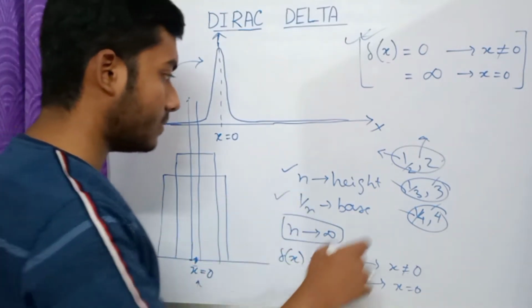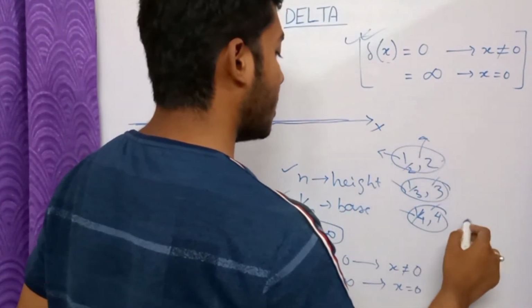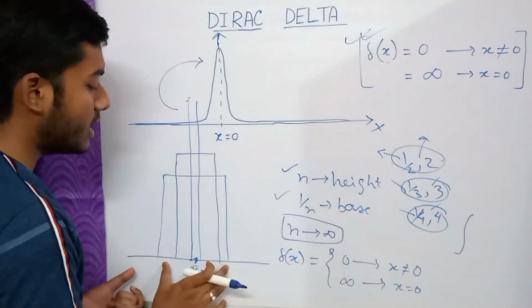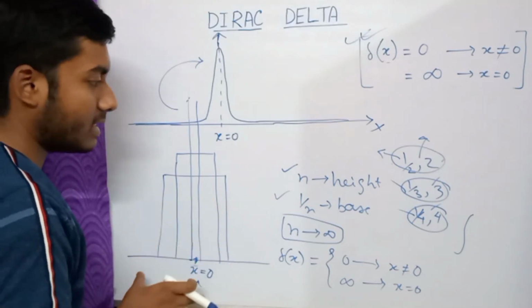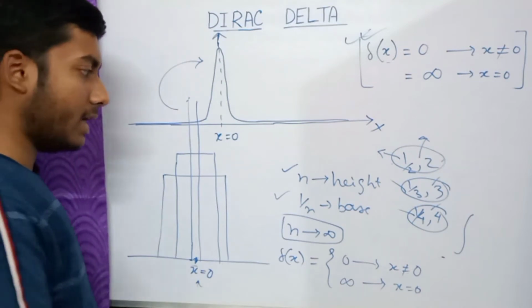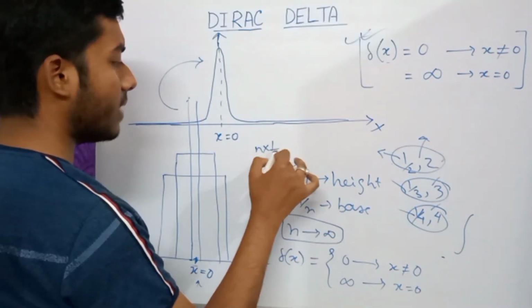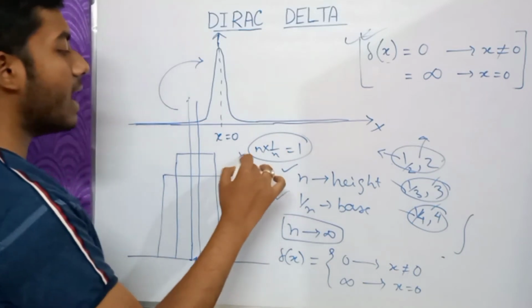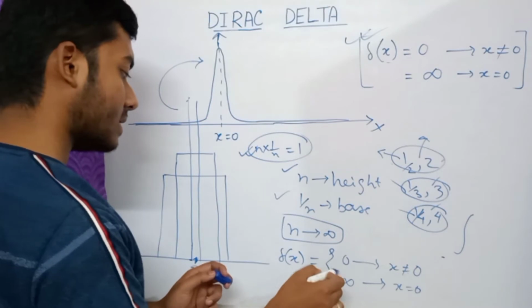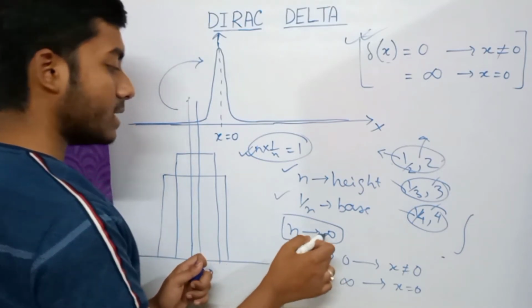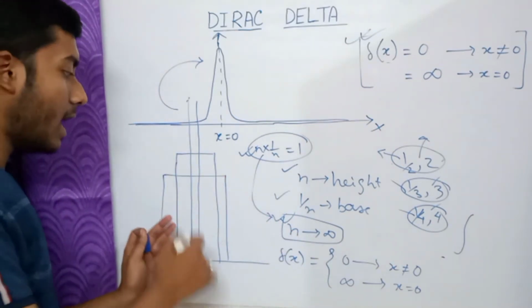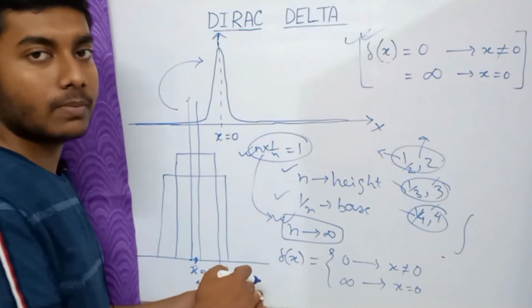One more important thing. Suppose we want to find the area. You can easily understand that each of these rectangles has area n into 1 by n, that is 1. This applies to each and every rectangle. So even when n tends to infinity, this is still valid, and the area of the rectangle will be 1.